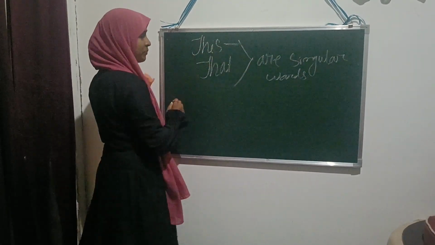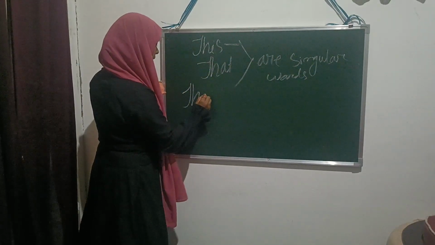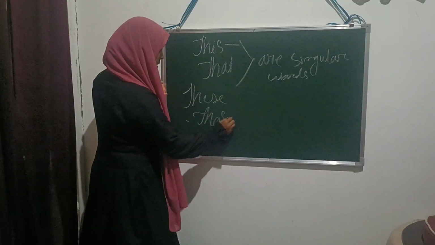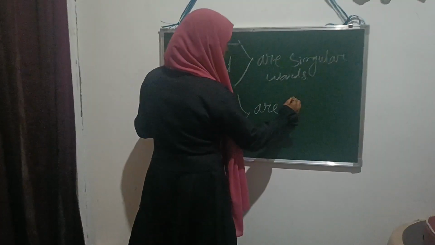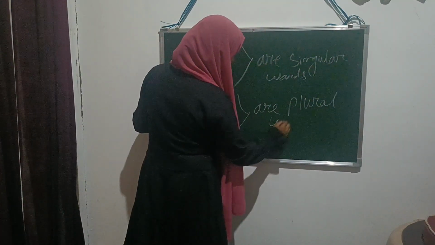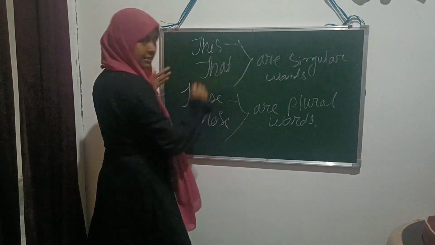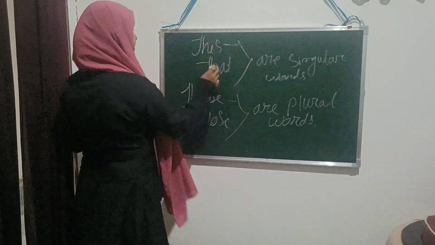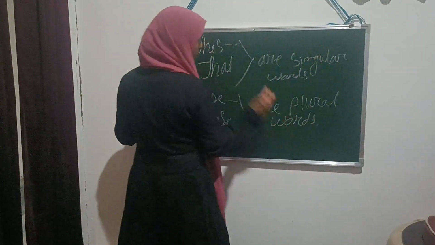And guys, another word, these and those. These and those are plural words. These two are the same, these is near and those is far. So these are plural numbers.